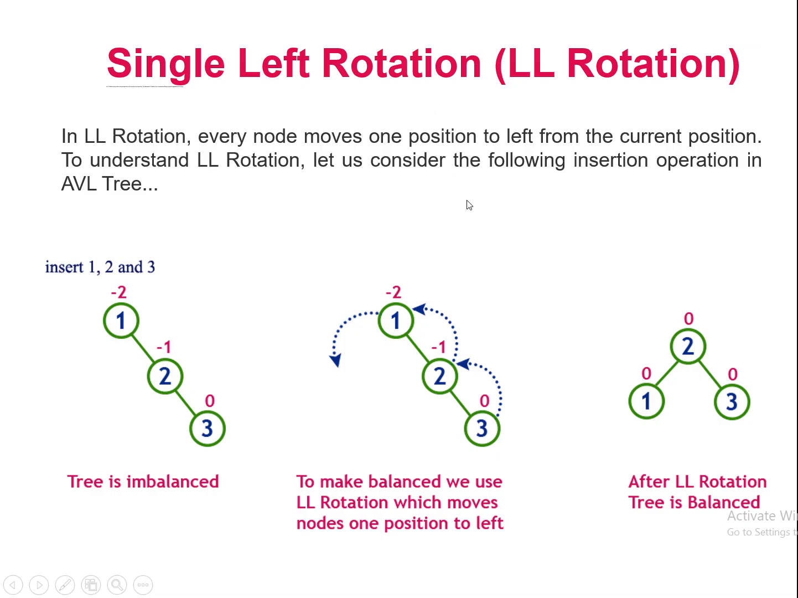Single left rotation means each and every node moves one position to the left from its current position. After applying the LL rotation, here is the final tree we are getting. All the nodes must have balance factors of 0, 0, 0. This is the first rotation.